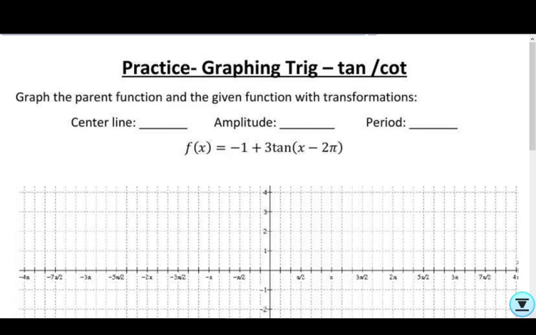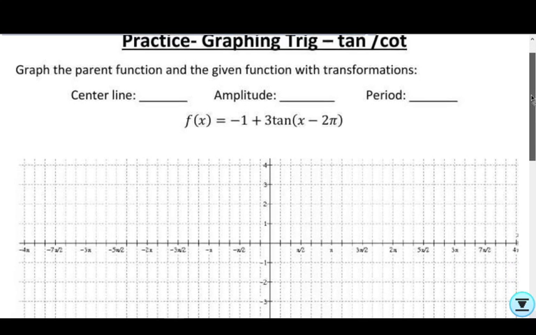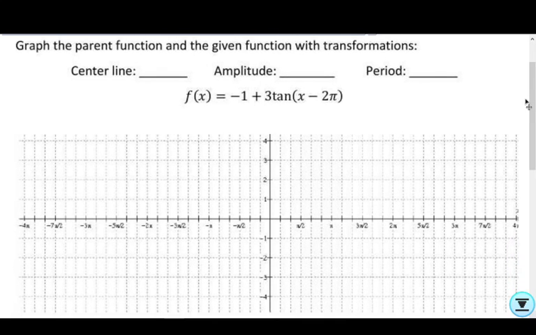So today we're graphing tangent. Okay, so I'm going to do it very similar to the way that I've been doing sine and cosine. But there are going to be some differences. Of course, I start off with the same parent function with transformation so that I can see what's going on.